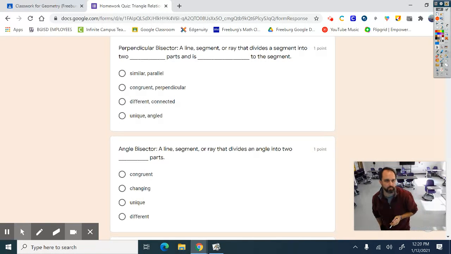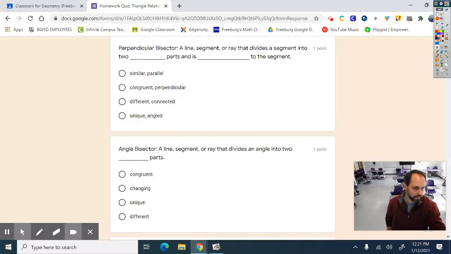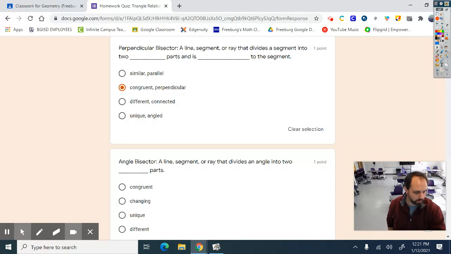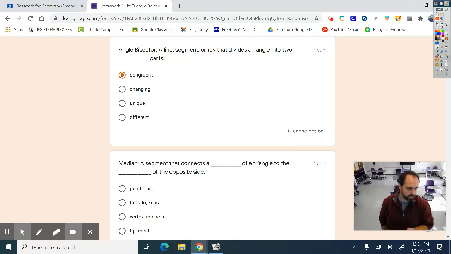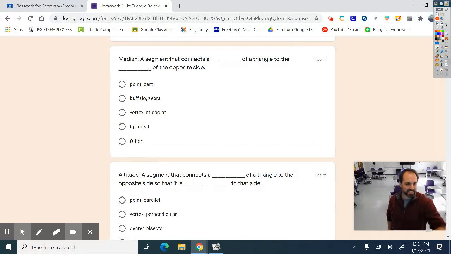Perpendicular bisector: you've got a line, segment, or ray that divides a segment into two equal or congruent parts, right? That's our bisector, two equal parts or congruent. And then it's perpendicular, so it must be perpendicular to that segment as well. So congruent and perpendicular. Angle bisector, again, bisector, cutting it into two equal parts, or congruent is the other word we're looking for there. So two congruent parts.